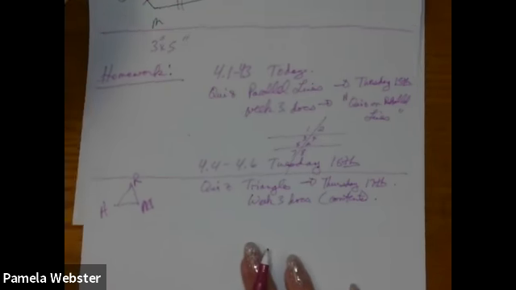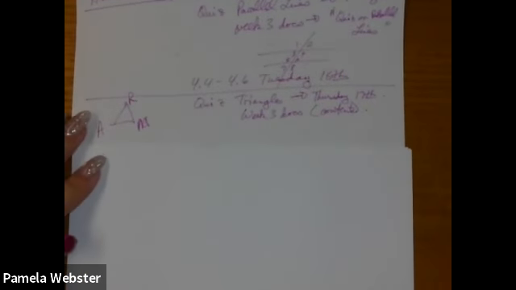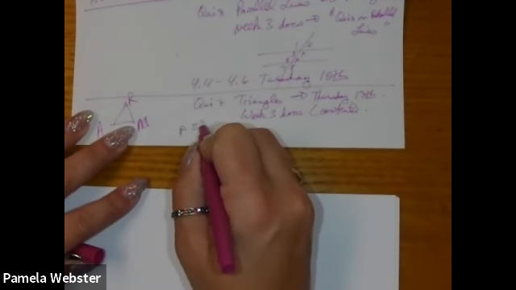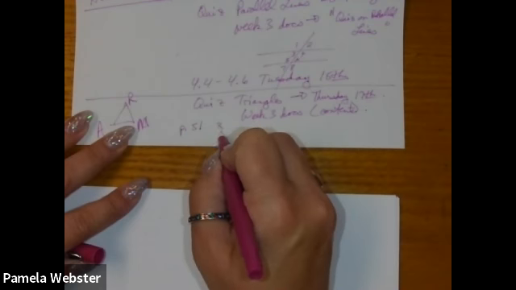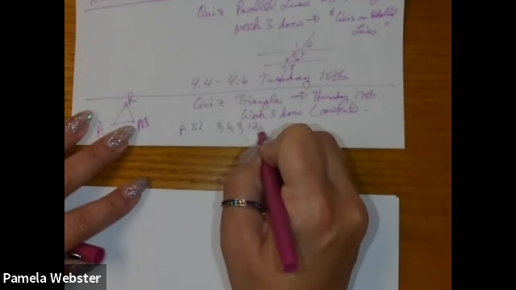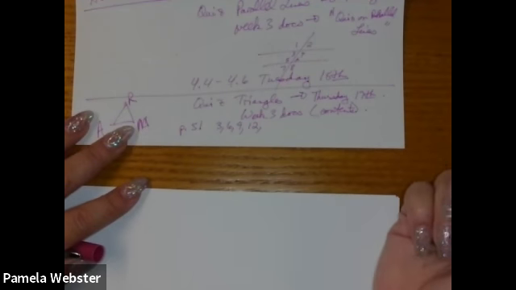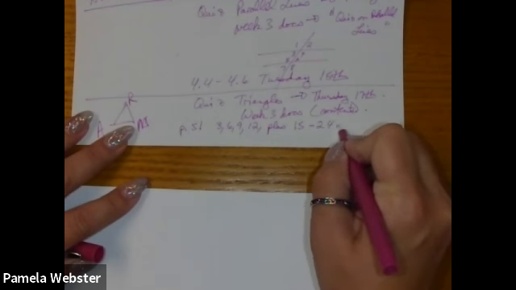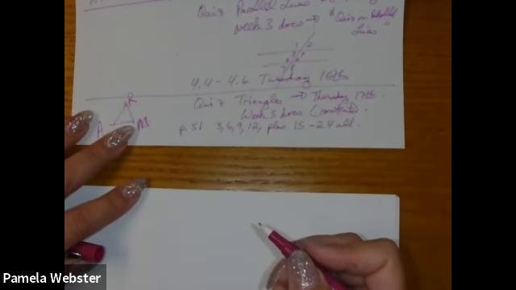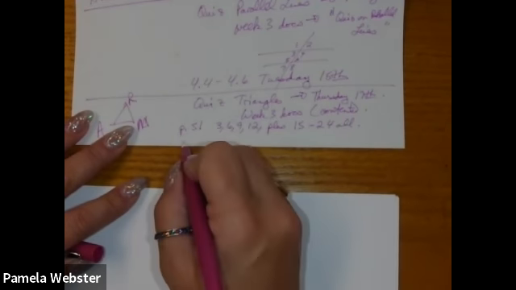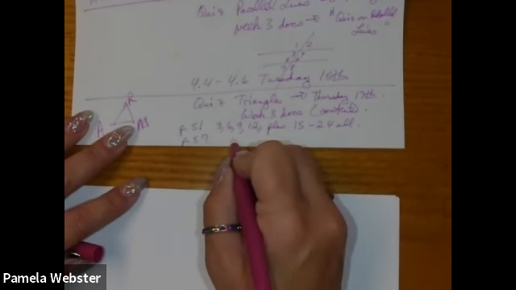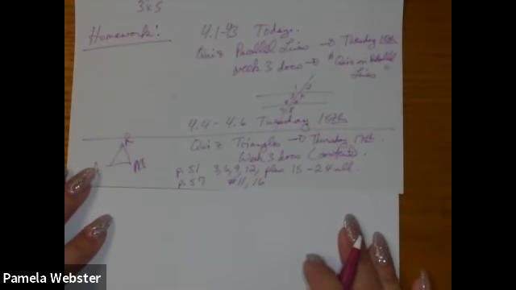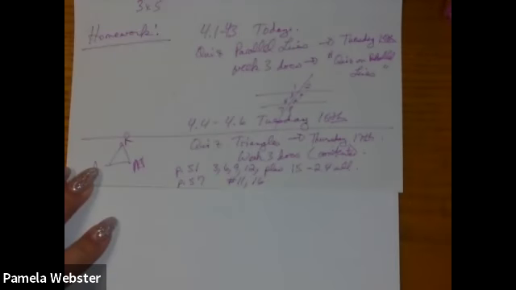And then we need homework. Homework. I think I can fit it in here. Page 51, 3, 6, 9, and 12. So just multiples of 3 through 12, plus 15 through 24 all. And then you can do page 57, there's not a lot, number 11 and 16. I think we can see that. Can y'all see it? Is it big enough? I can zoom.